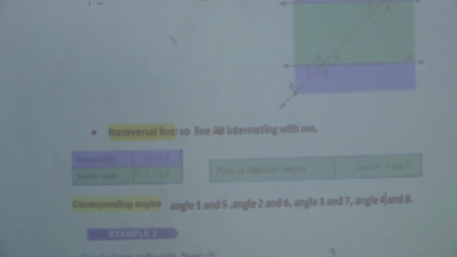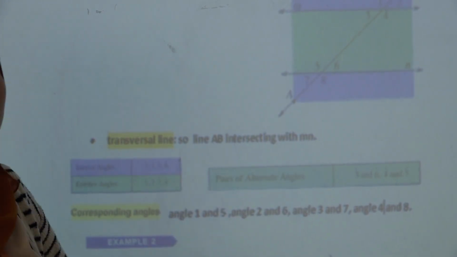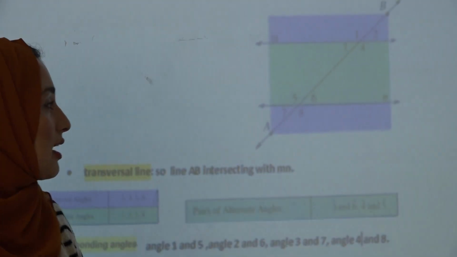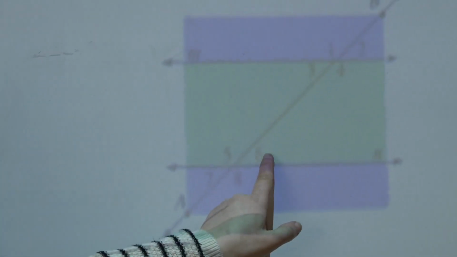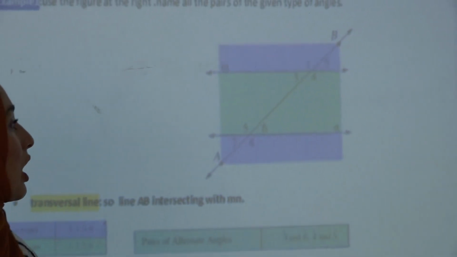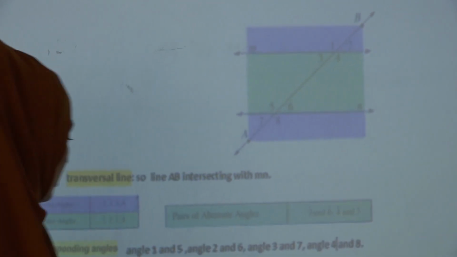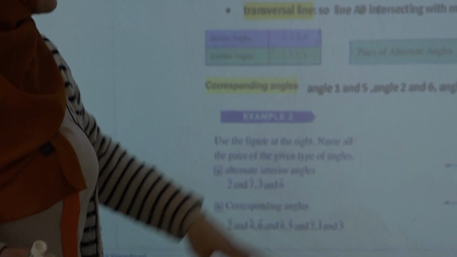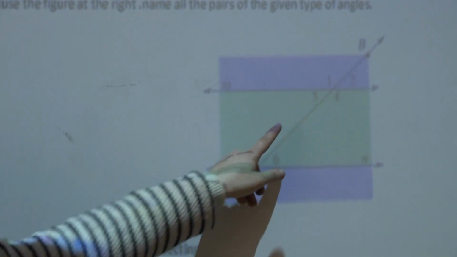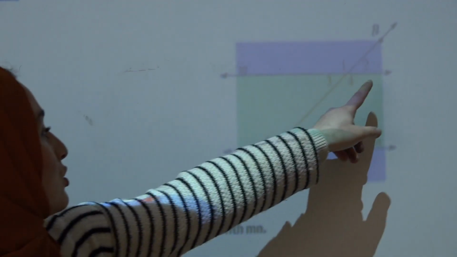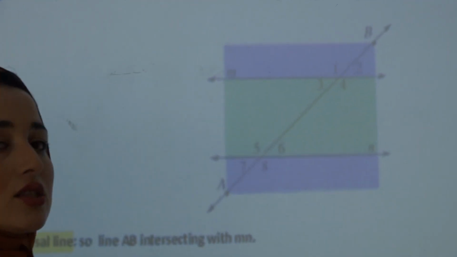Now pairs of alternate angles. What does alternate mean? It means they are cut by a transversal line, with one of them on this side and the other on that side, but they have the same measure and they are equal. So for example, angles 3 and 6 together are alternate interior angles. So are 5 and 4 together. Now corresponding angles: angle 1 and 5 together, that's corresponding, or 3 with 7, 2 with 6, or 4 with 8. So these are called corresponding angles.